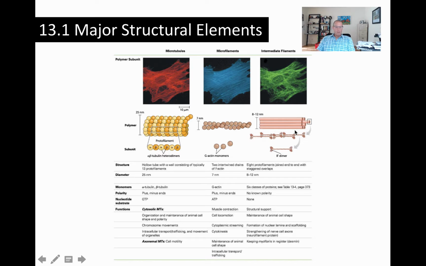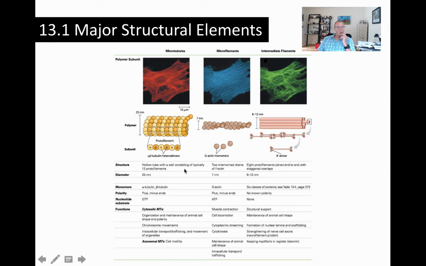So as you think about these structures, it's good to pay attention to the actual structure so you can compare the structures. Don't worry about these diameters. There's no use in knowing the diameters. It's important to understand what the monomers are, though. We'll talk about the 6 different classes of intermediate filaments. There's no real monomer there, but there are 6 types of intermediate filament we'll talk about towards the end of this section.